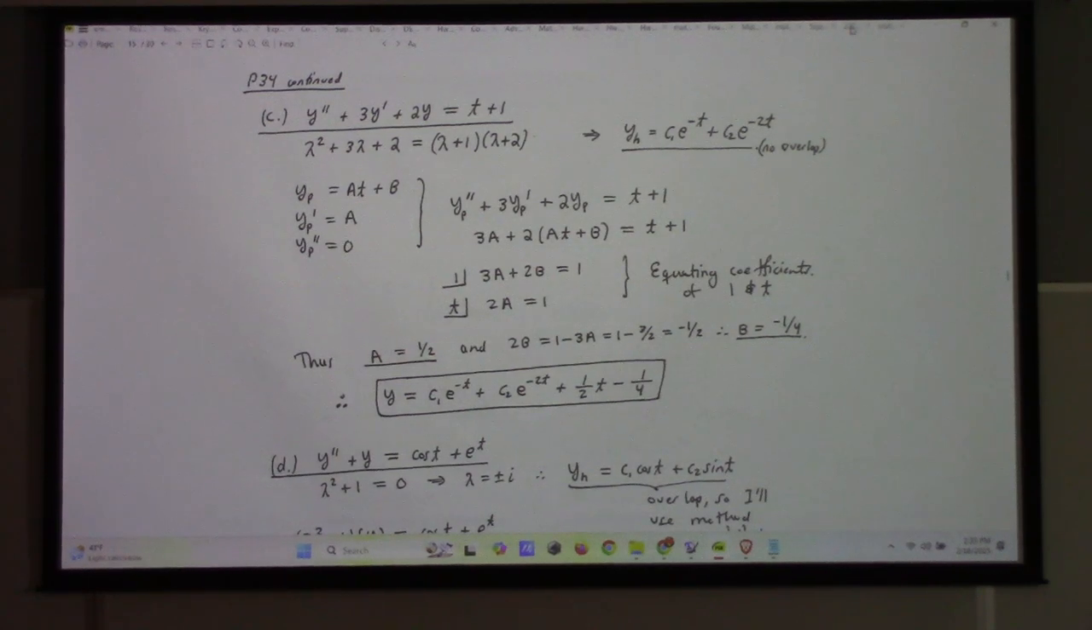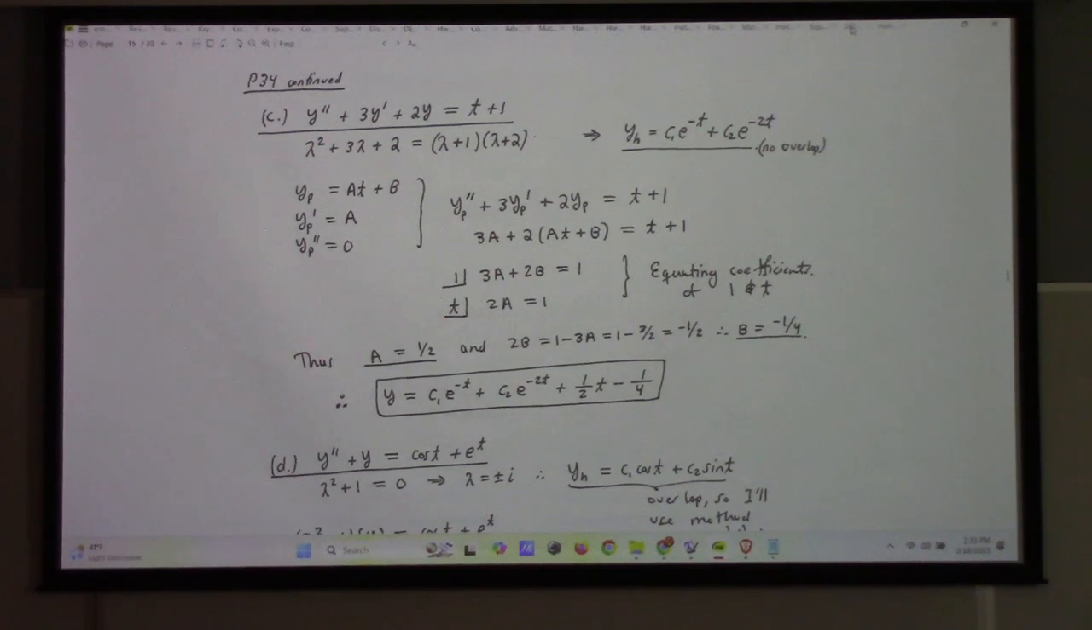This one, again, no overlap. Sorry to be so boring, but when I find the homogeneous solution, I have exponentials, but the forcing function's a polynomial. There's no overlap. So that means I can just, again, use the particular solution At plus B, plug it in, work it out. There you go.